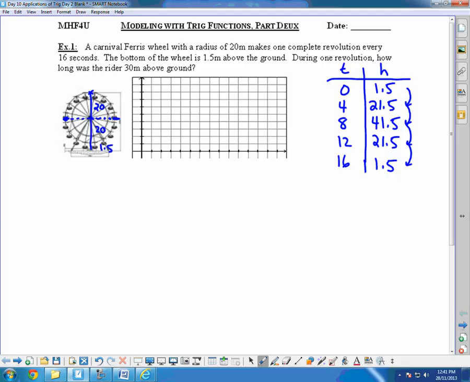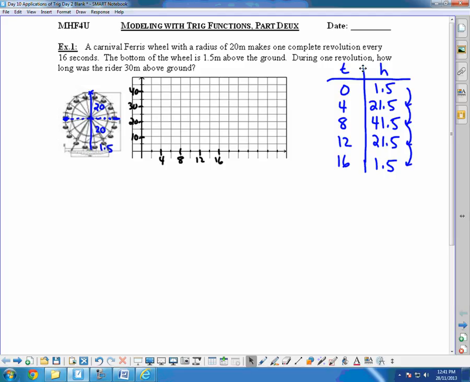So I'm going to take a second to graph that. I need to choose an appropriate scale, and you have the graph there. I'm going to choose a scale of 2s on the bottom, so that would be 4, 8, 12, 16. So 2 ticks is 4 seconds. And then for height, I think I'll just go 2 ticks is 10. So 10, 20, 30, 40.